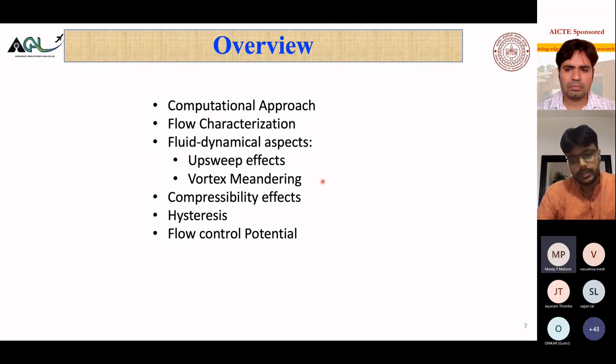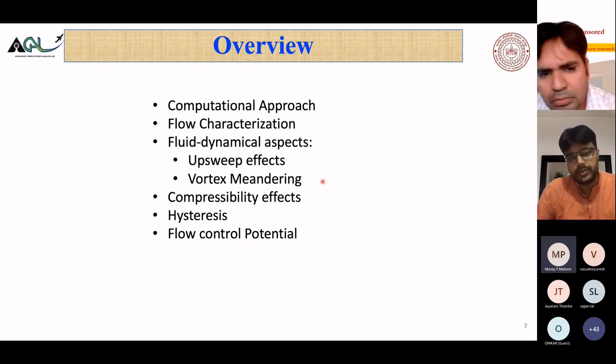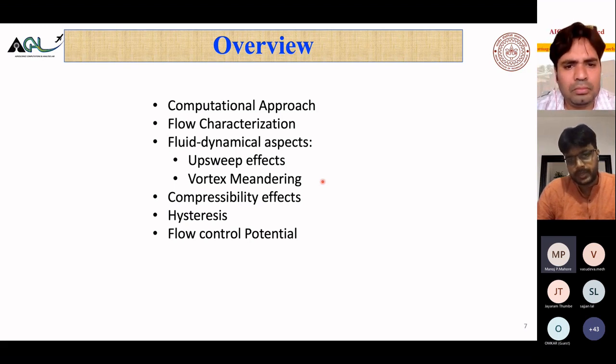Another topic: many of you might be working on compressible fluids, right? If you look at these aircraft, they work at a Mach number of around 0.5. So it is compressible, and when it is compressible, certain changes happen that affect the performance of the aircraft. So I'll talk about the compressibility effects.